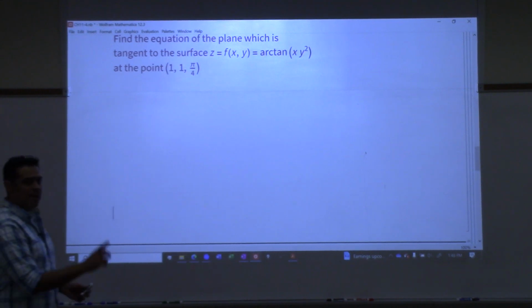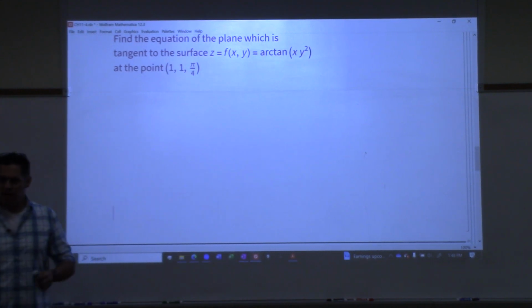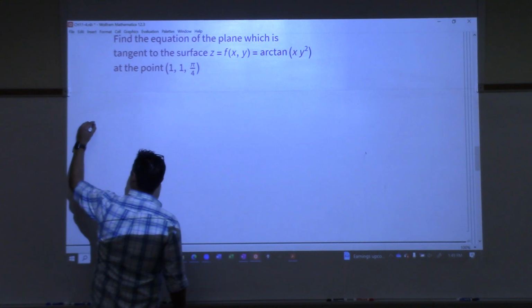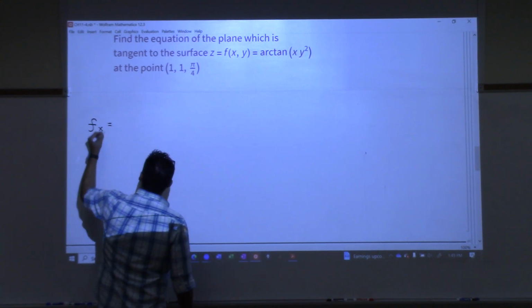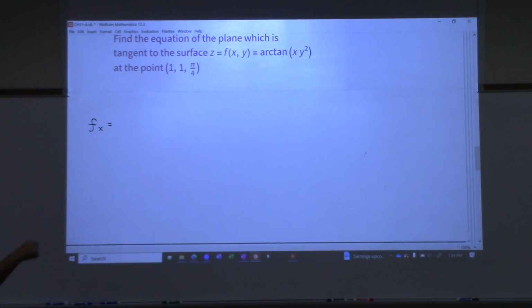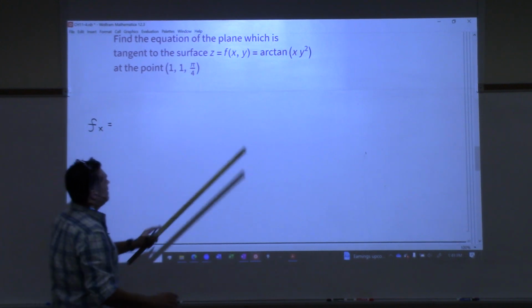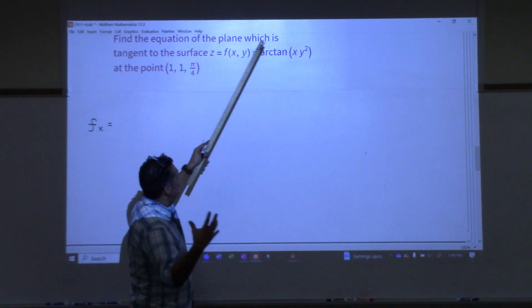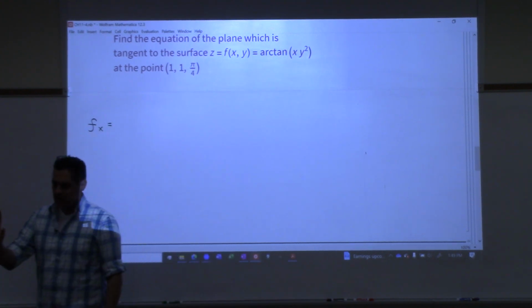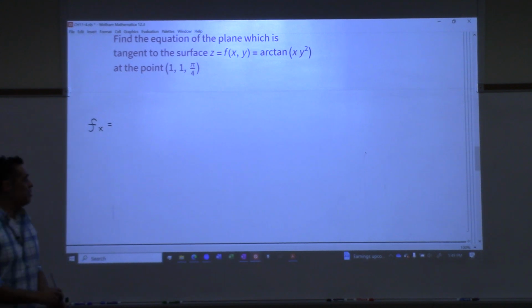So I think I'm going to start with the partials on this, instead of writing the equation of the plane first, because I know that I need them. So first, the partial with respect to x. All right, so arctan. That's a chain rule problem, right? I need to get to the inside of this, but I have to start on the outside. So I have to take the derivative of arctangent of something. And nothing has changed. Derivative of arctangent is still the same as what it's always been.